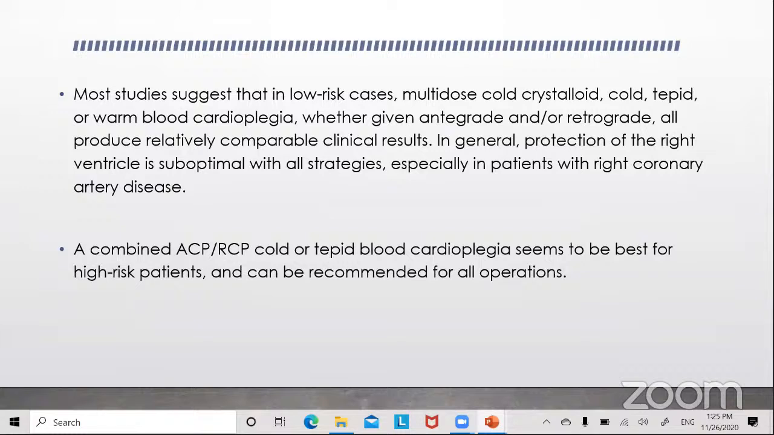Most studies suggest that in low-risk cases, multi-dose cold crystalloid and cold or warm blood cardioplegia, whether given antigrade or retrograde, produce relatively comparable clinical results. In general, protection of the right ventricle is suboptimal with all strategies, especially in patients with right coronary artery disease. A combination of antigrade and retrograde cardioplegia, cold or warm blood cardioplegia, seems to be best for high-risk patients and can be recommended for all operations.